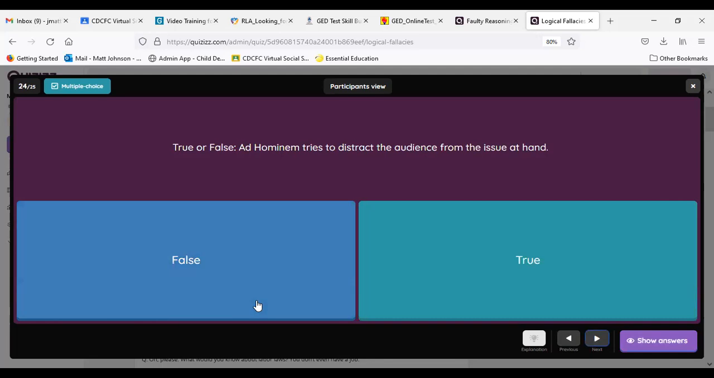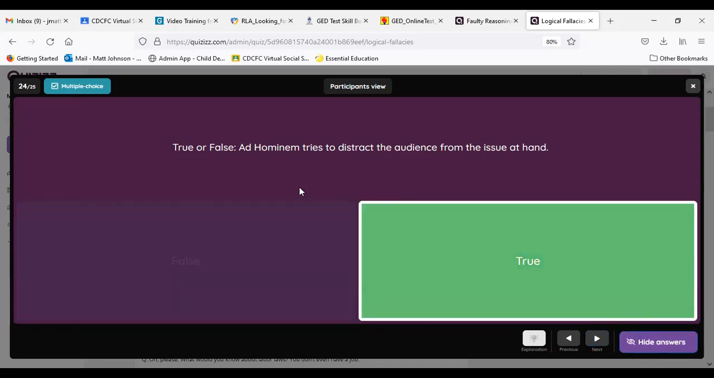And 24, Christiana. True or false one here? Okay, so true or false. From the issue at hand. False. I think it's going to be true. Yeah, so, attacking the character.